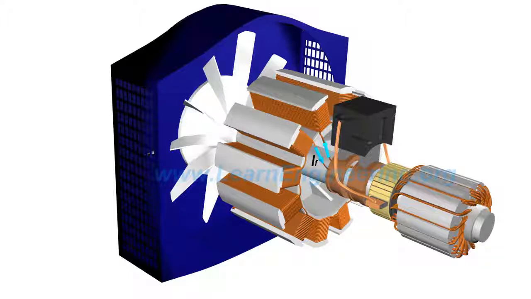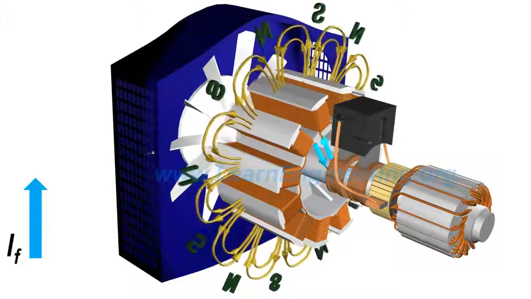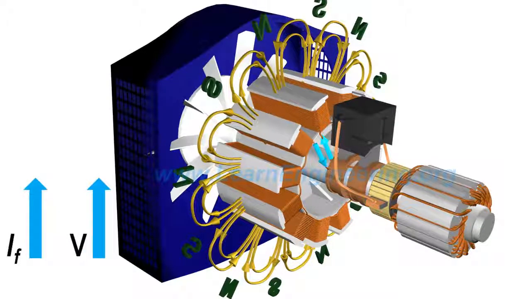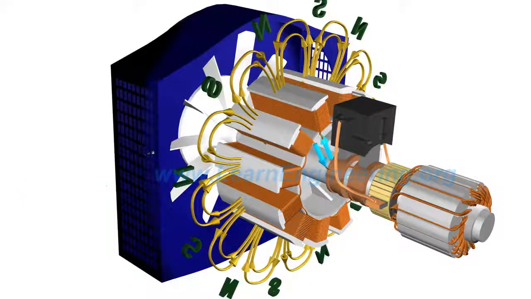If the terminal voltage is below the desired limit, the AVR increases the field current, thus the field strength. This will result in an increase in terminal voltage. If the terminal voltage is high, the reverse is done.